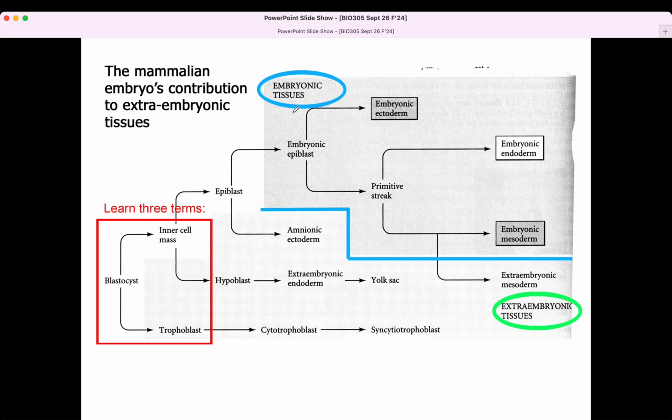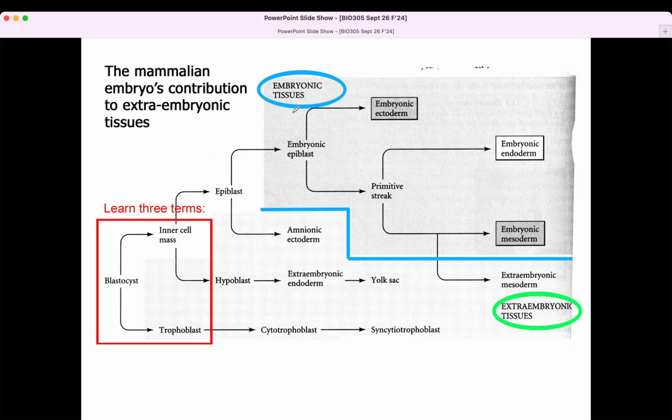Then the inner cell mass is going to make the entire embryo, but also a lot of extra embryonic tissues. So that's really important: right about the time of implantation, cells start to have limitations on the types of cells they can produce. Yes, they still have genomic equivalence, but they just don't have that same ability to make everything.